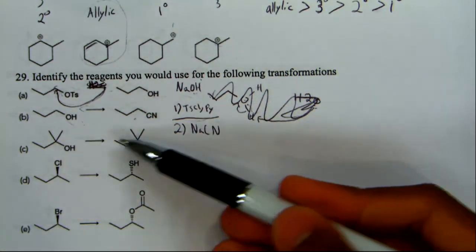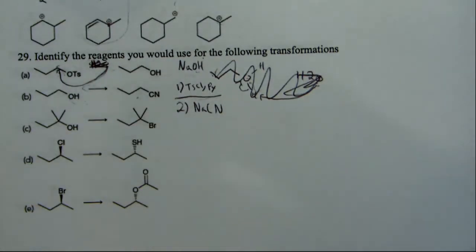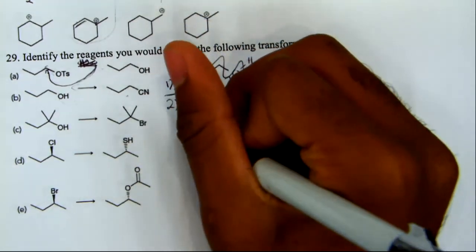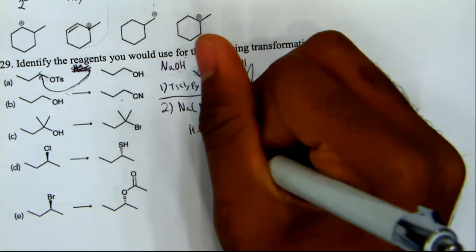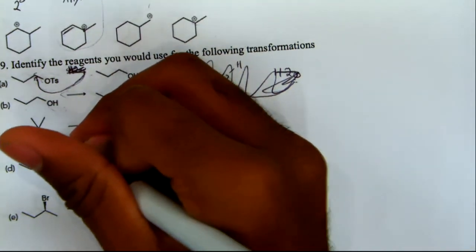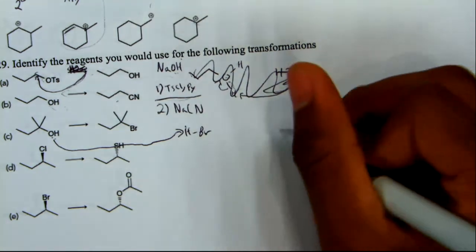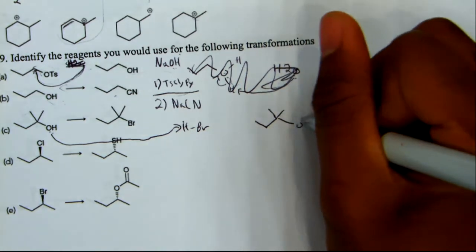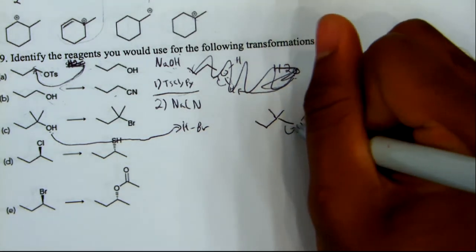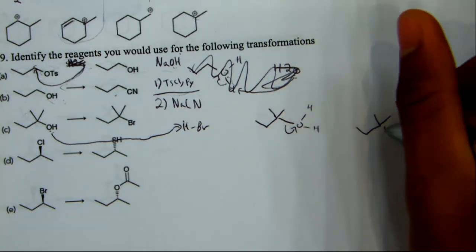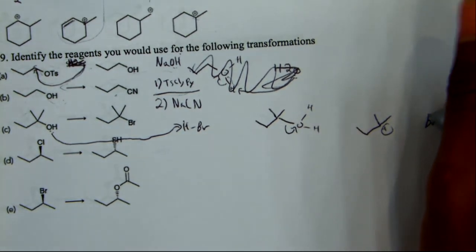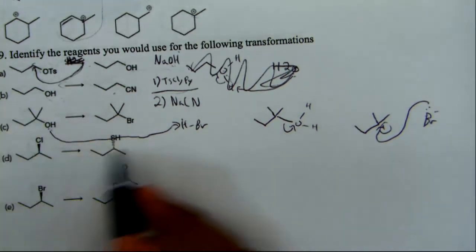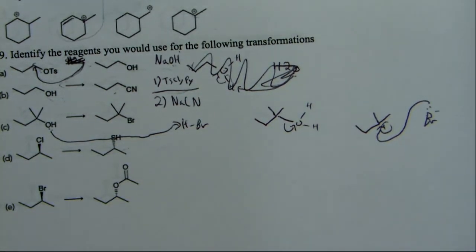For C, now this is tertiary, so this is much easier to work with because it's SN1. And this is also easy because you just know that we can just use HBr. And the lone pairs from here would pick up the H. This would form into water. And once it forms into water, it could leave. And then your Br minus could just attack, and then that problem's done. It's really simple. Yeah, it's this one.